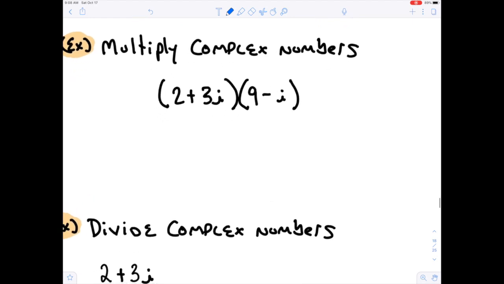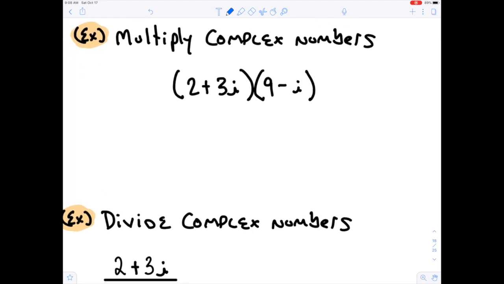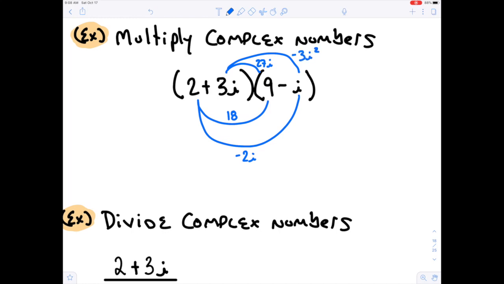Multiplying reminds me of that old FOIL technique where we use the firsts, the outers, the inners, and the lasts, or kind of like distributing both of the first terms into the second binomial. So here we go. I'll kind of do this as we go. 2 times 9 is 18. 2 times negative i is negative 2i. 3i times 9 is 27i. And the 3i times negative i is negative 3i squared, right? It works just like the x's, except the i has kind of a special value.